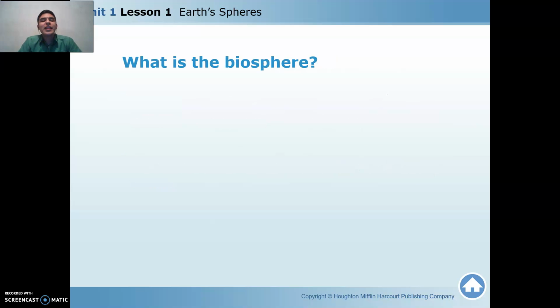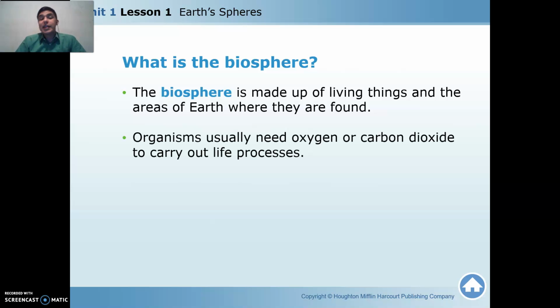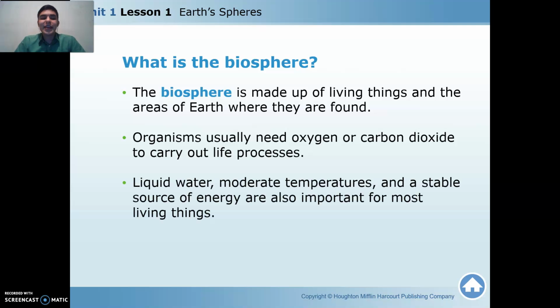Okay, now we go with another system from Earth. We're going to go with the biosphere, and it is made up of living things in the areas of Earth where they are found. Organisms usually need oxygen and carbon dioxide to carry out life processes. And liquid water, moderate temperatures, and a stable source of energy are also important for those living things.